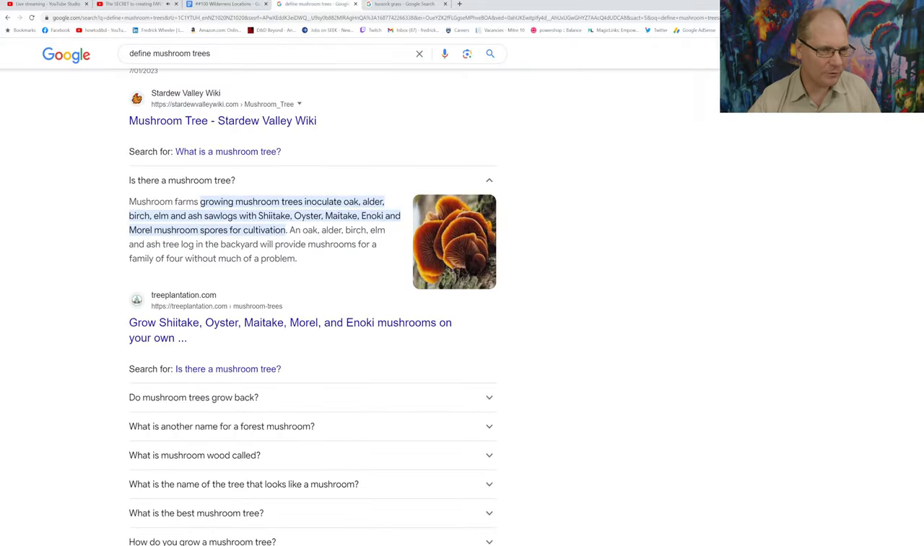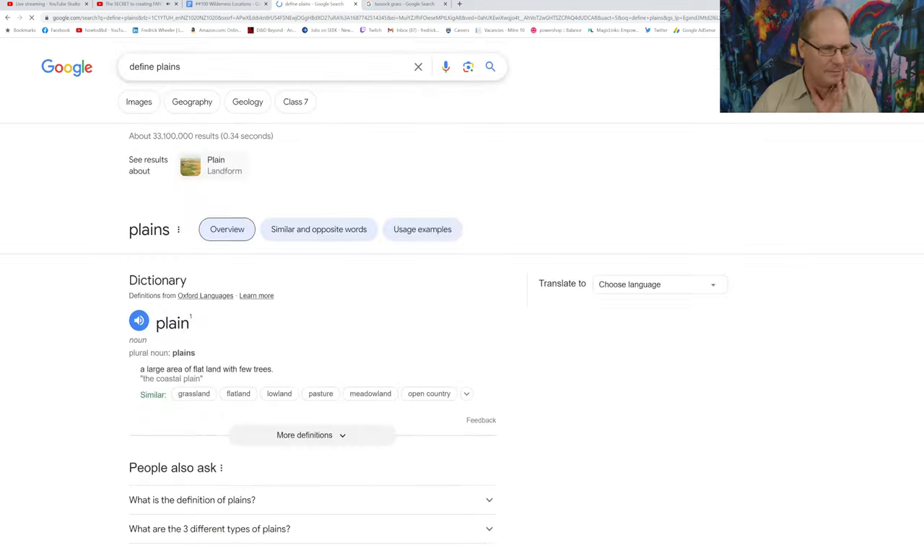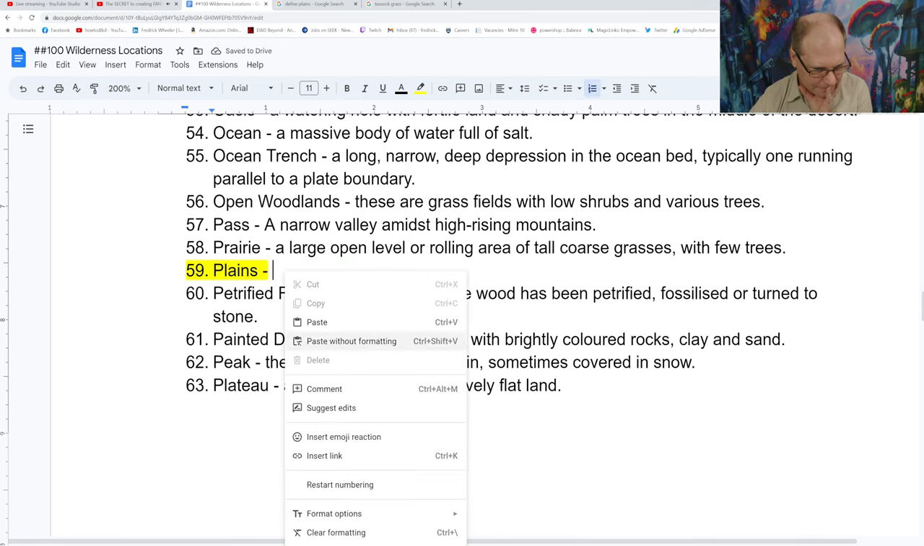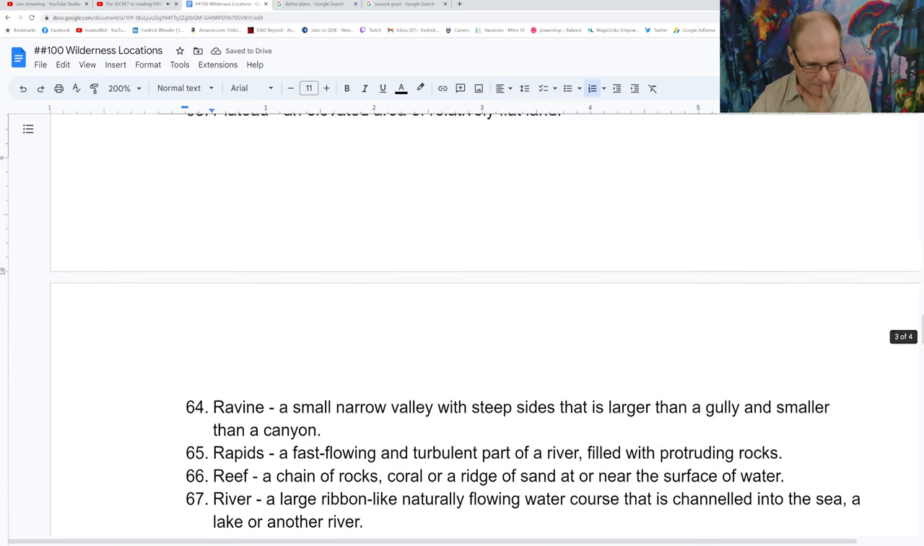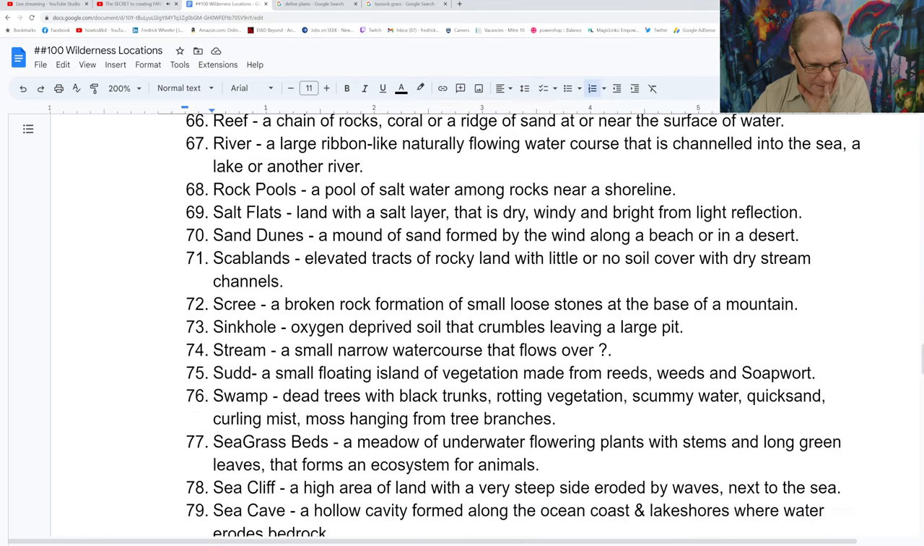Okay, planes. Let me define planes. Should be relatively easy, right? It shouldn't be hard. A large area of flat land with few trees. Really, that's planes. Okay, that's planes. There you go. Not hard to describe that one. Let's just take this bit out here. I just remove the yellow. Okay, so that's all done. We've done all that. That's all correct.